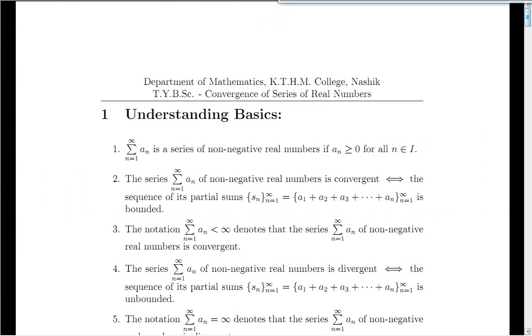So the first thing in basics that we are recalling is this: series an of real numbers is called series of non-negative real numbers if an is greater or equal to 0 for all n belongs to I. Throughout this course, I denotes set of positive integers. In other words, series is of non-negative real numbers if every term of the series is non-negative.